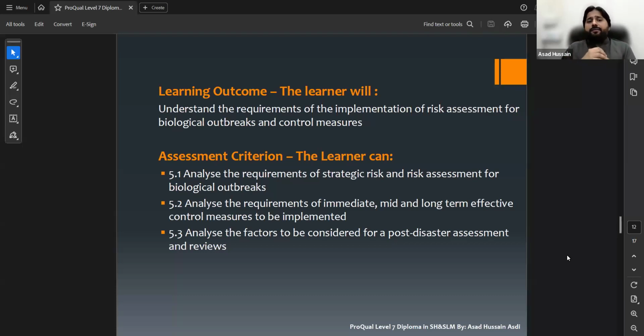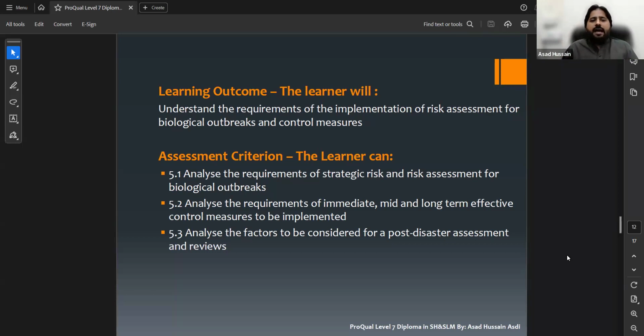In this regard, if your organization can be affected by these biological outbreaks, you have to provide evidence from your organization, especially your top management, that implemented control measures which are immediate, mid and long term. With regard to biological outbreaks, that can be used here as evidence.